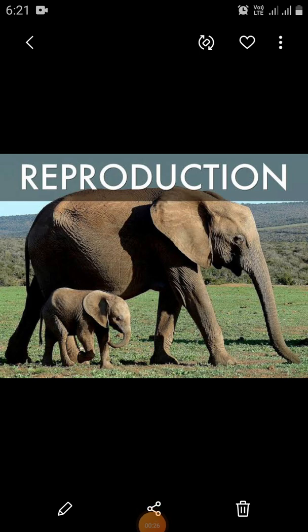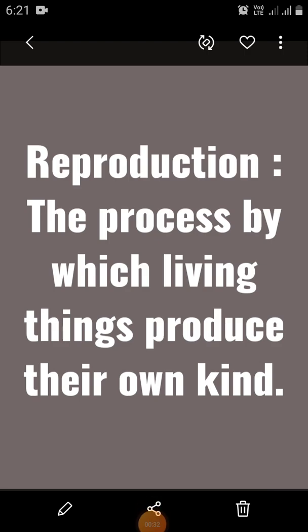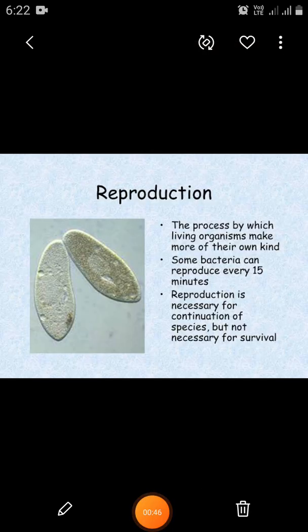Reproduction. What is the meaning of reproduction? Let's see. Reproduction means the process by which living things produce their own kind. The process by which living organisms make more of their own kind. Some bacteria can reproduce every 15 minutes. Reproduction is necessary for continuation of species but not necessary for survival.